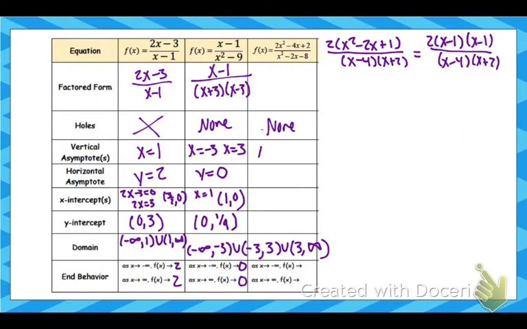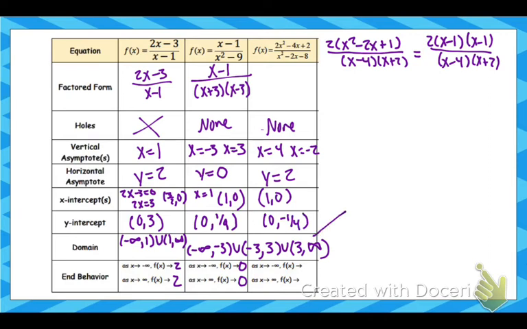Vertical asymptote, set the bottom equal to 0. Horizontal, so I'm going to divide the leading coefficients. So that's 2 over 1. X-intercept, set the top equal to 0. The 2 does not have any x's, so that does not change my y or x-intercept. My only x-intercept would be 1, 0. Y-intercept, plug in 0 for all your x's. So that's going to be 2 over -8. So that is -1 over 4.